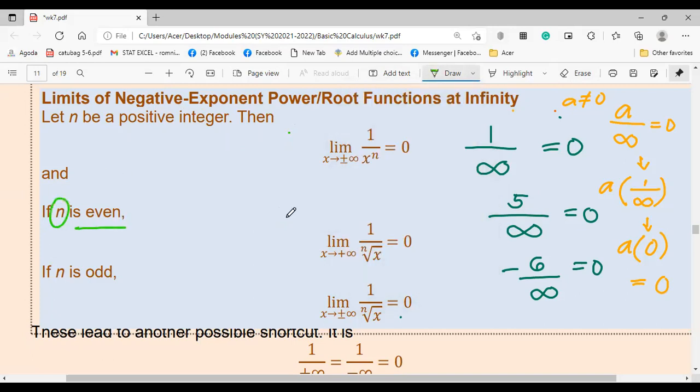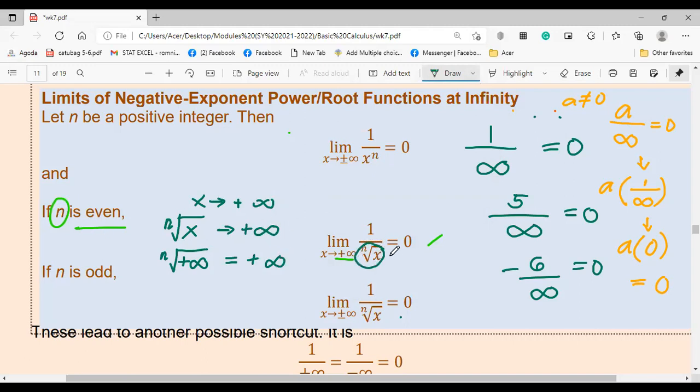If n is even, sabi niya, ang mangyayari, you have the limit of 1 over nth root of x, as x keeps on increasing, is 0. Bakit kaya, class? Going back, we know that nth root of x gets closer or keeps on increasing as x keeps on increasing. Kaya nga meron tayong tinatawag na nth root of positive infinity is positive infinity. So sa madaling salita, kung ito ay tuloy-tuloy sa pag-increase, then pwede nating sabihin therefore.